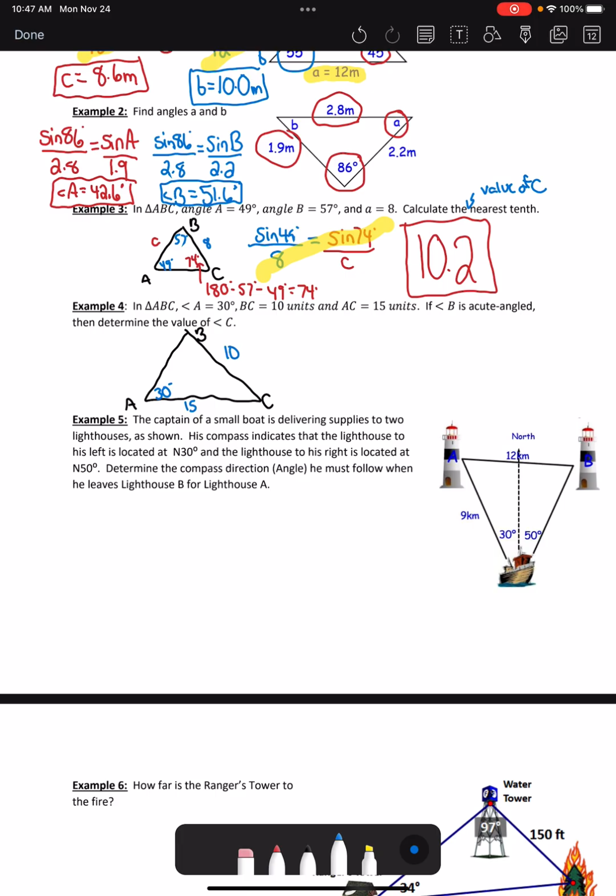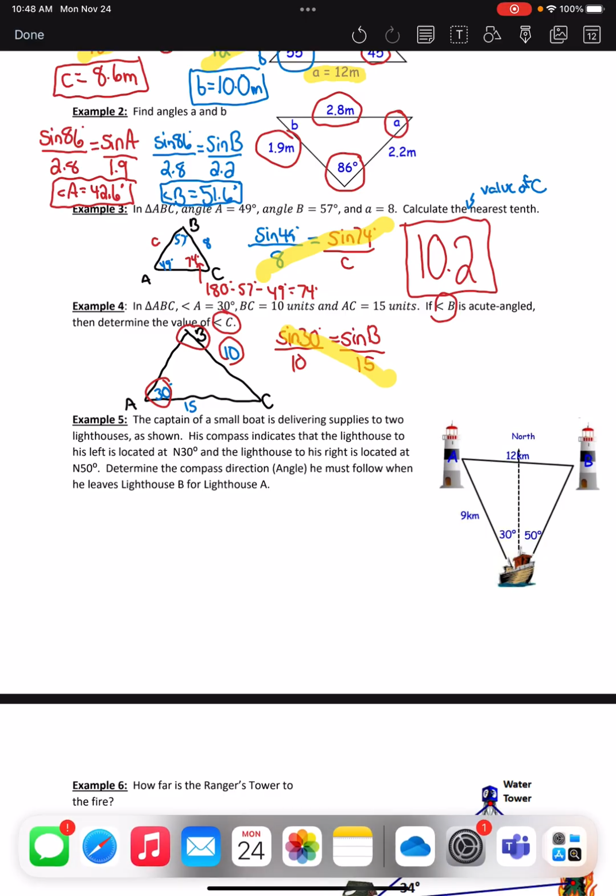Okay, so from here, we're looking for angle C. I'm going to start by finding angle B because I know that it's opposite to that 15. So I have 30 degrees opposite to the 10, so I have sine 30 over 10. And then angle B is opposite to 15. So I'm going to set that up to start with. Then I will cross multiply and divide.